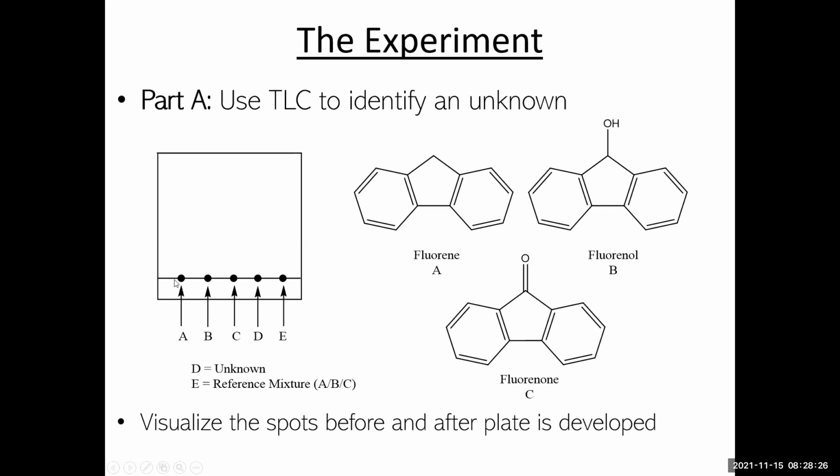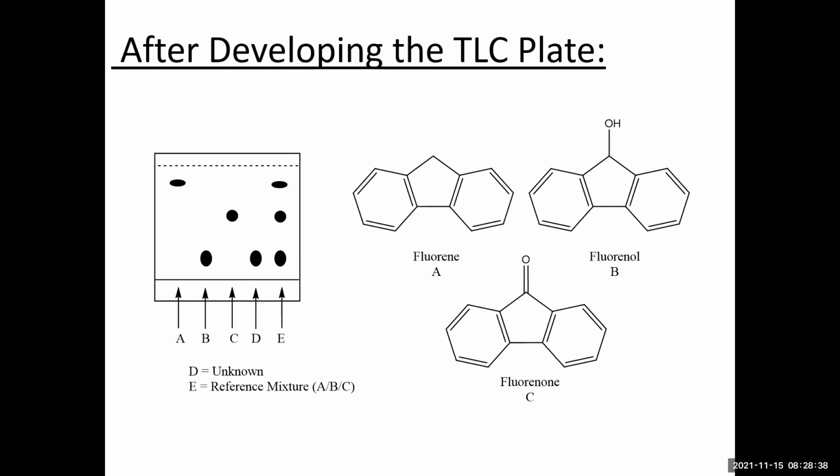And then we're going to allow those spots to move up the plate during the development process and visualize the spots after they have migrated up the plate. So let's say this is what it looks like after developing the TLC plate. Perhaps fluorene has moved up to here, right? Fluorenol is down here and fluorenone is here.